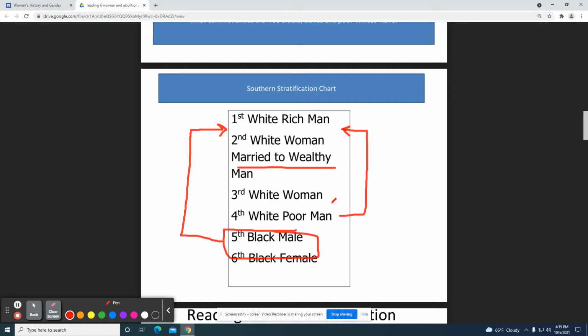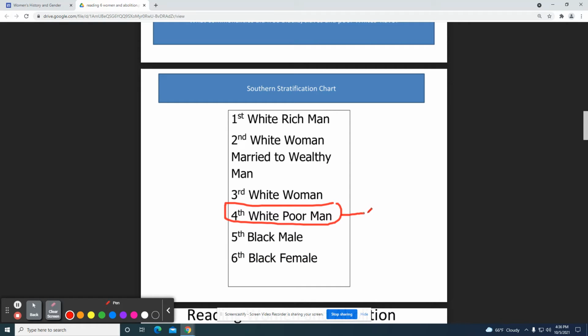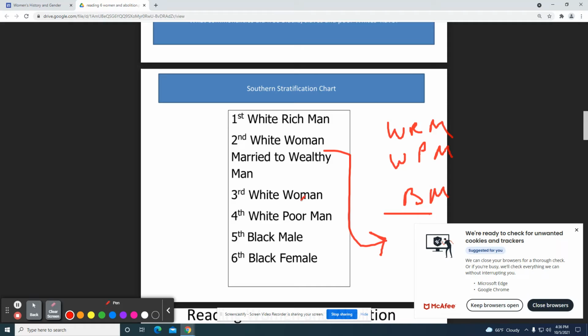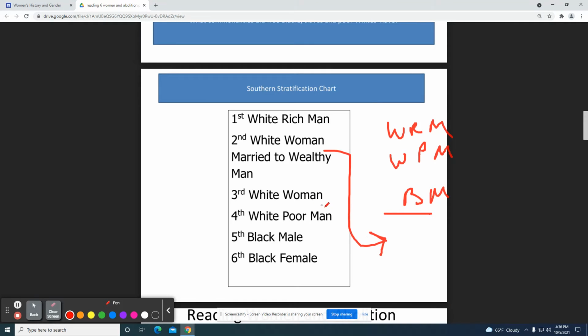But for the most part, if we're looking at it from a political lens, that would mean that the white poor man actually would move up ahead of the woman, because although this woman is married to somebody wealthy, she still is not allowed to vote. So that would mean that when we look at the end of the Civil War, we'll go white rich man, we'll go white poor man, and then we would take the black male, and then the black male would actually be higher than the white woman, and that's potentially problematic.